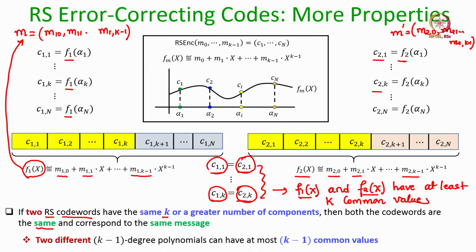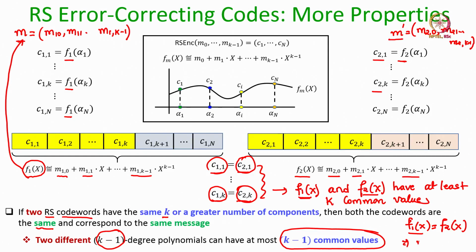But what was the degree of f1 of x and f2 of x? Both of them are k minus 1 degree polynomials, and we know that two different k minus 1 degree polynomials can have at most k minus 1 common values. That means, if the two messages m and m prime are different, then only up to k minus 1 points on the polynomials f1 of x and f2 of x could be common. That means the code words corresponding to message m and m prime would be the same at most k minus 1 locations, but we are given that they have the same components at k or more locations. That automatically implies that the polynomial f sub 1 x is the same as the polynomial f sub 2 x, and f sub 1 x corresponds to the message m, and f sub 2 x corresponds to the message m prime, which automatically implies that m is equal to m prime.